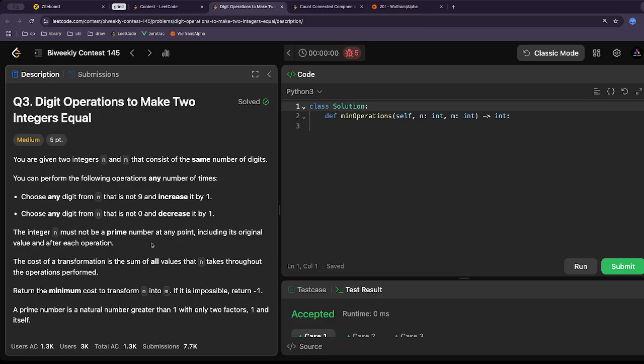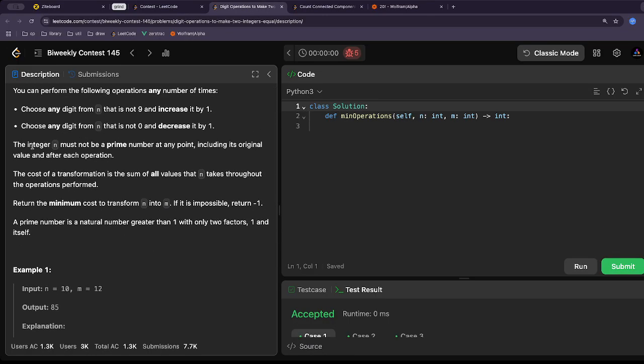Oh, thanks for the link to the problem. I forgot. So the integer n must not be a prime number at any point, including its original value and after each operation. The cost of a transformation is the sum of all values that n takes throughout the operations performed. Okay, this is interesting because, well, return the minimum cost to transform n to m. If it is impossible, return -1. A prime number, well, okay, we know what a prime number is, right? It's a number greater than 1 with only two factors, 1 and itself.